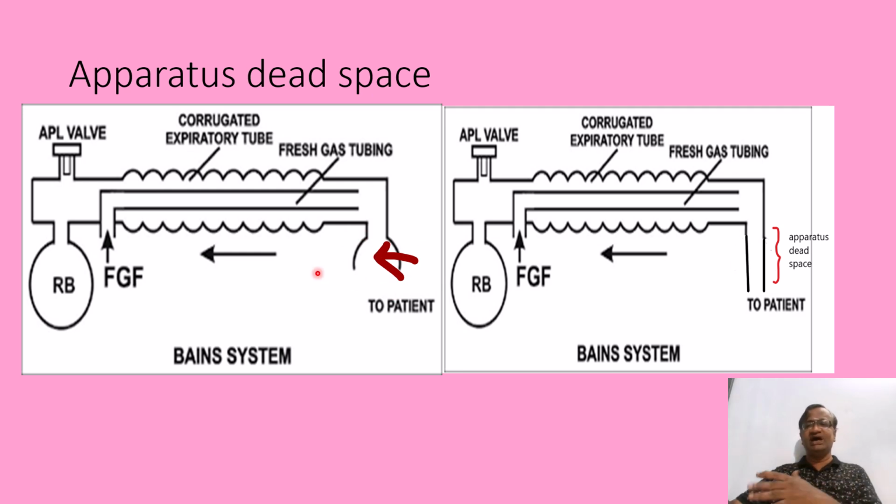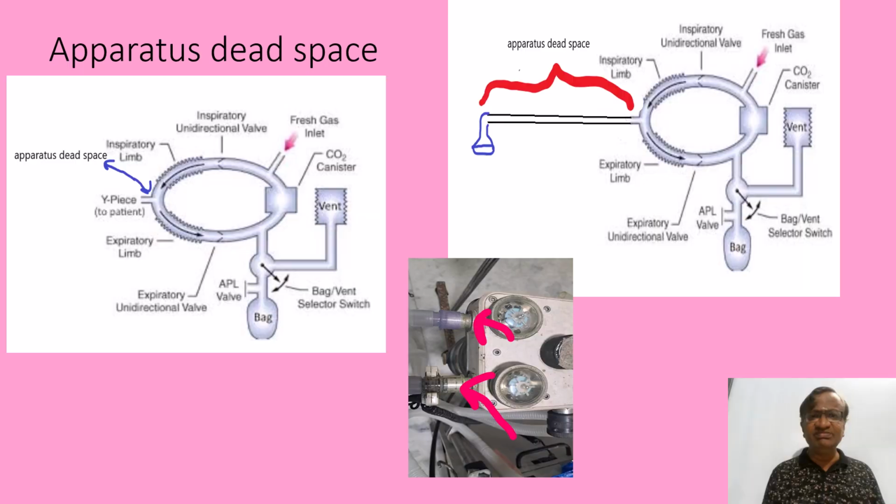Now, if you want to do an MRI, and you extend the breathing circuit here, the whole thing will become apparatus dead space, where we will find hypercapnia. Similarly, in a circle system, apparatus dead space is up to the Y piece. If you extend like this and keep the patient here, the whole thing will become apparatus dead space. But if you want to increase the length of the tube, increase it here and not here.